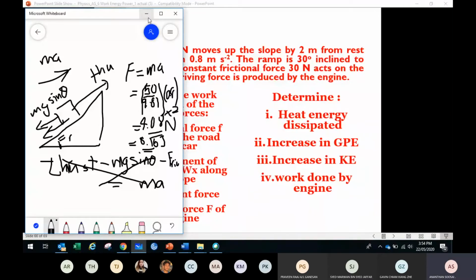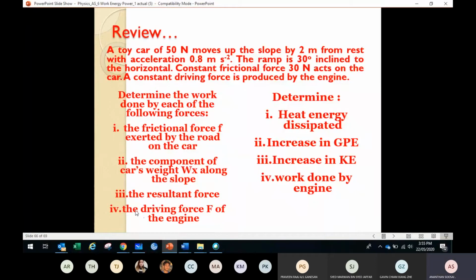The increase in kinetic energy is actually what? MAS, sorry. MAS is the work done, the work done by the net force. Okay, the MAS.